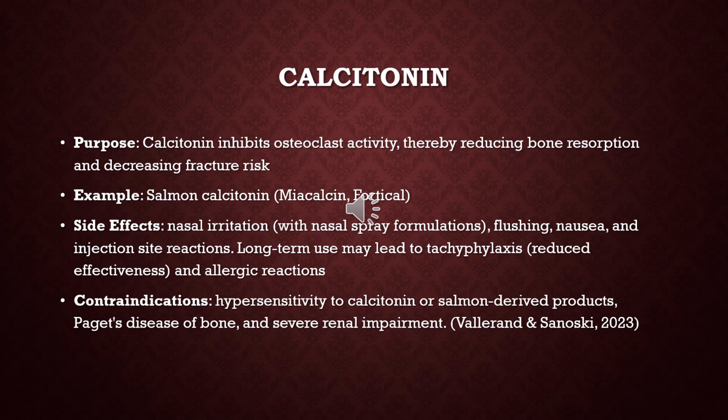Calcitonin is another medication that may be tried in osteoporosis. It can inhibit osteoclast activity, thereby reducing bone resorption and decreasing fracture risks. It's particularly useful in vertebral fractures. The common example of this medication is salmon calcitonin.